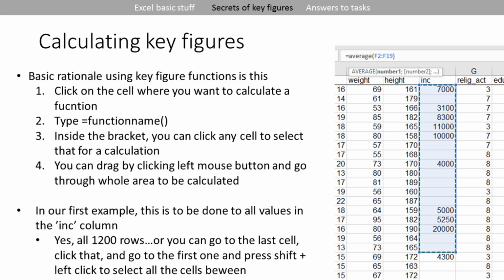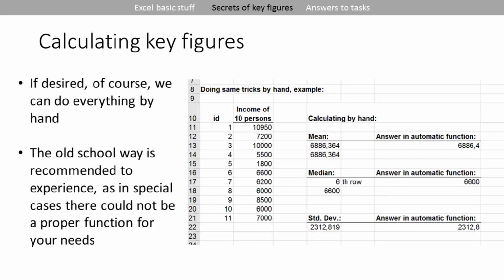So yes, I did select 1200 rows, and you can go to the last cell and just click that, and the first cell, and press shift and left click. So it connects the two points. That's the fast way to do it. Of course, you can paint everything just like that, by dragging, and that's okay too, whatever floats your boat, so to speak.